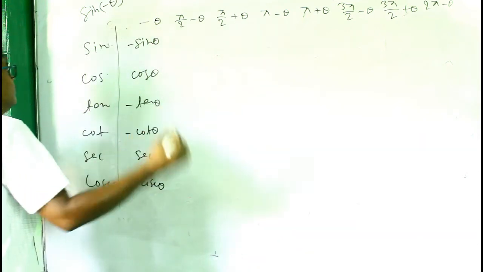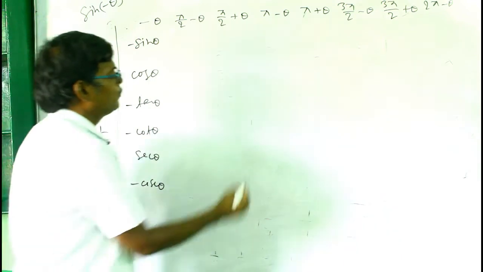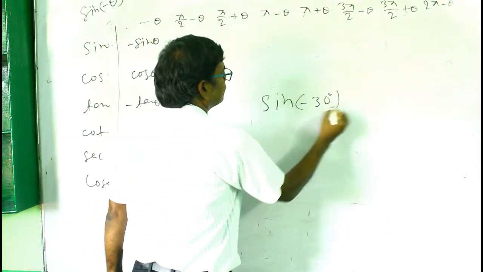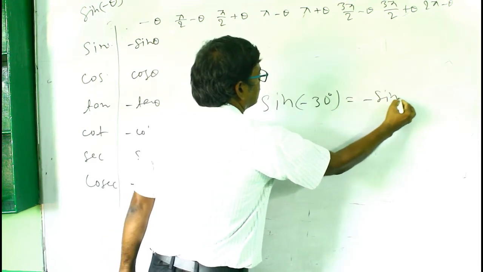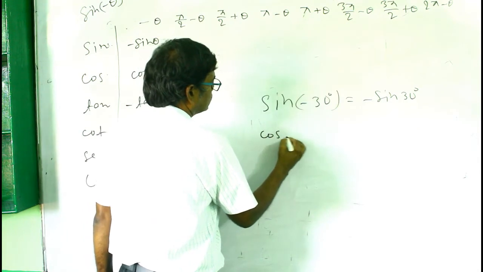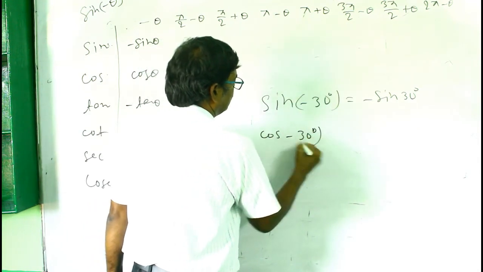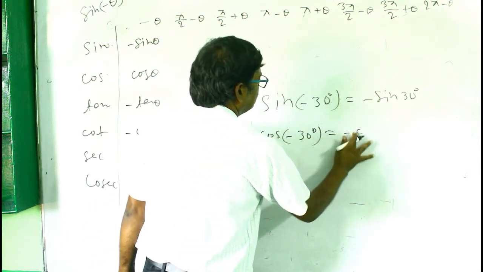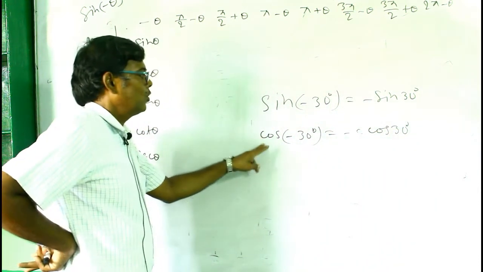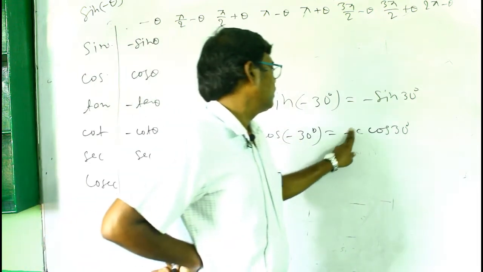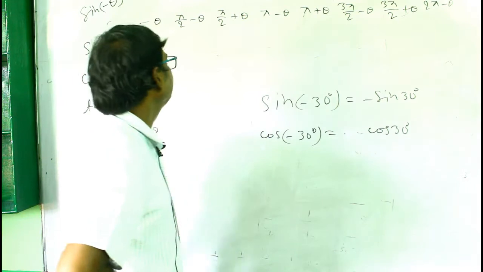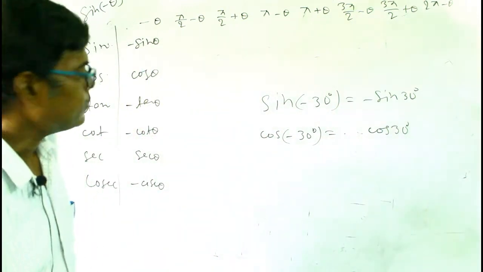Okay, that is when you have, like suppose if you have this angle sine minus 30 degree, then it will be written as minus sine 30 degree. Okay, and suppose if you have cos minus 30 degree, then its value will be simply cos 30 degree here. Okay, that is cos of negative angle is equal to cos of the positive angle. Both are equal. So this is the value here.